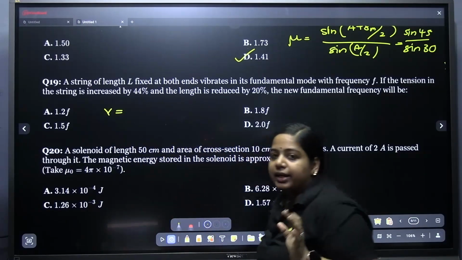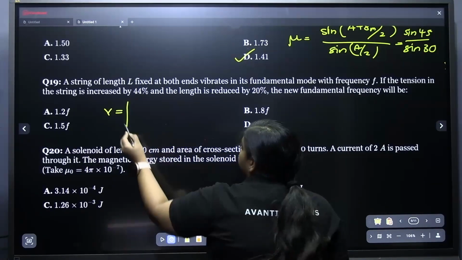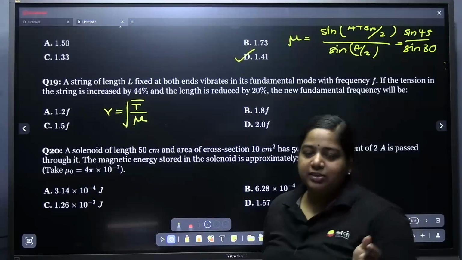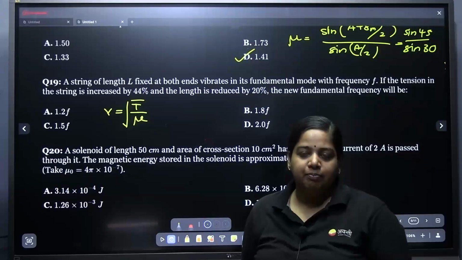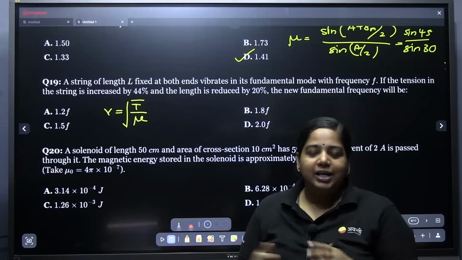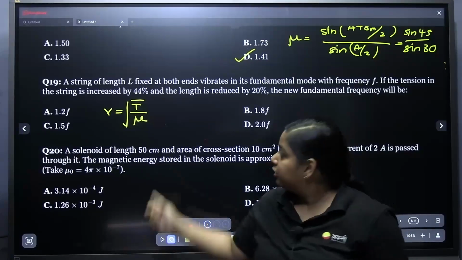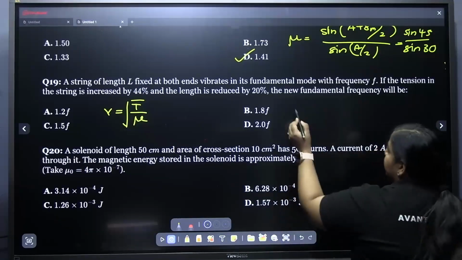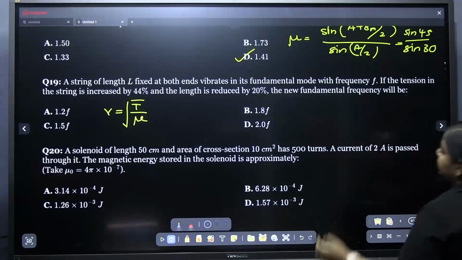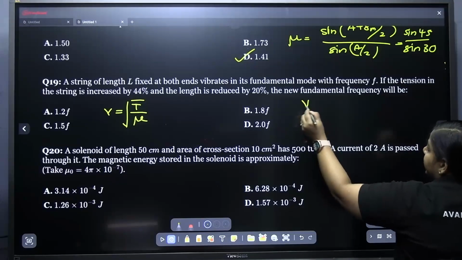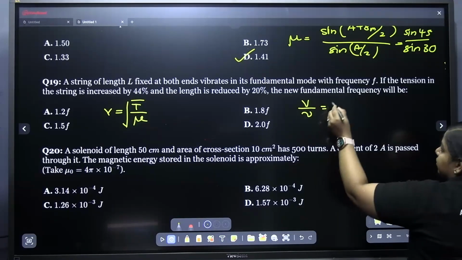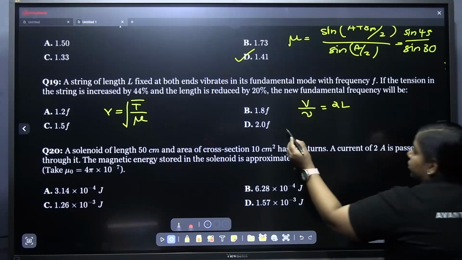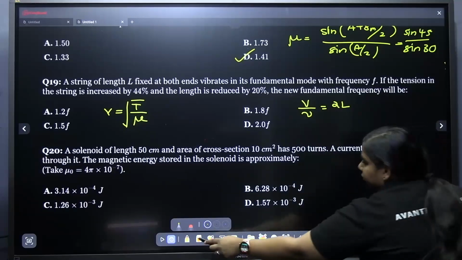The velocity of a wave in a string is equal to root T by mu. T is the tension in the string, mu is mass per unit length. If you cut the string, mass per unit length is not going to change, so mu will remain constant in this case. And the fundamental frequency we find using v by f equal to 2L.